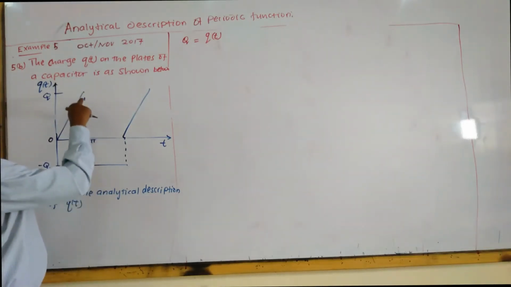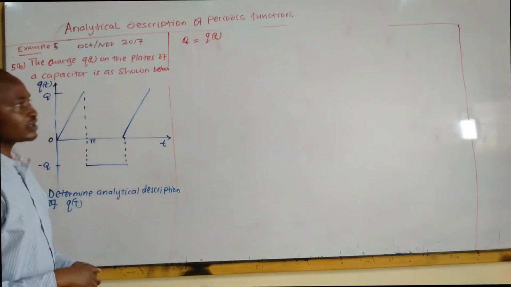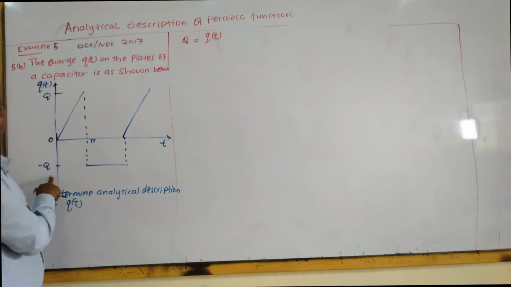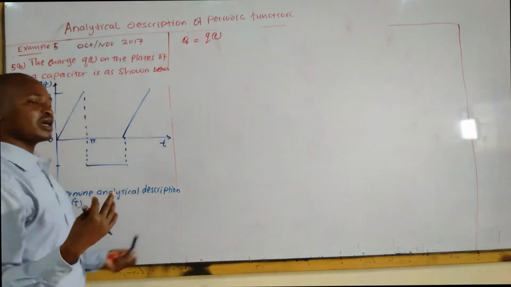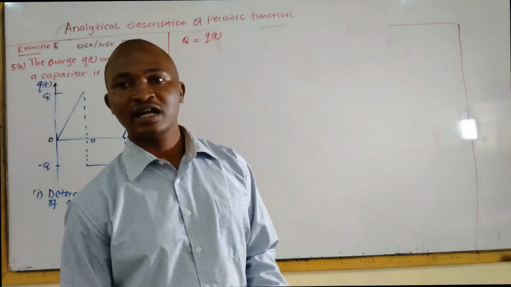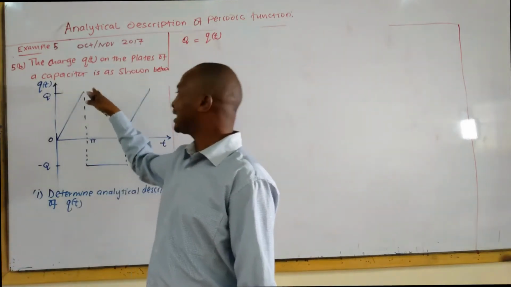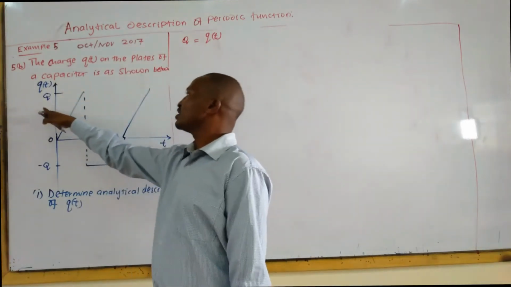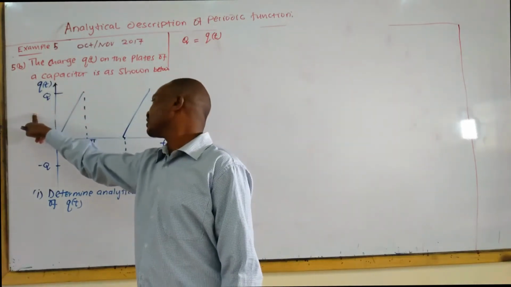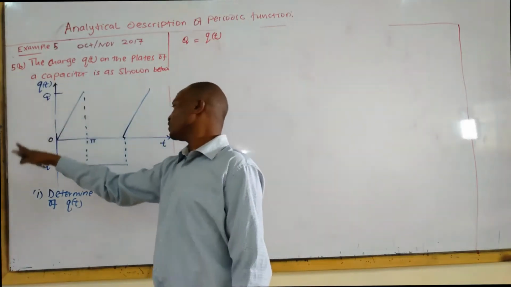Then at pi, the charge suddenly drops from positive Q to negative Q. This shows us that the function for charge has some discontinuity. Well, there is a sudden change in the value of the charge in the plates of the capacitor. It changes suddenly from positive Q to negative Q.